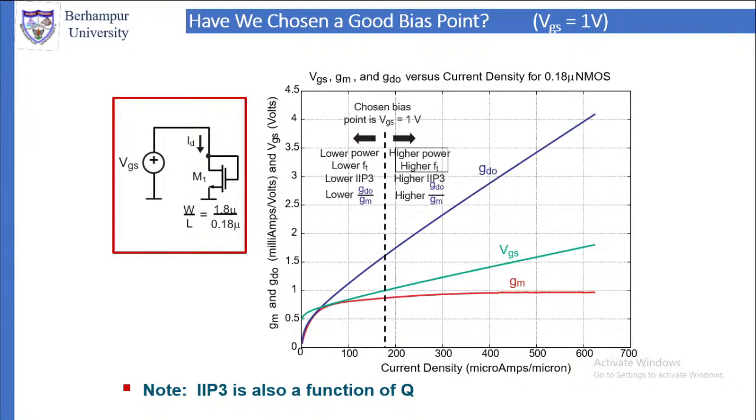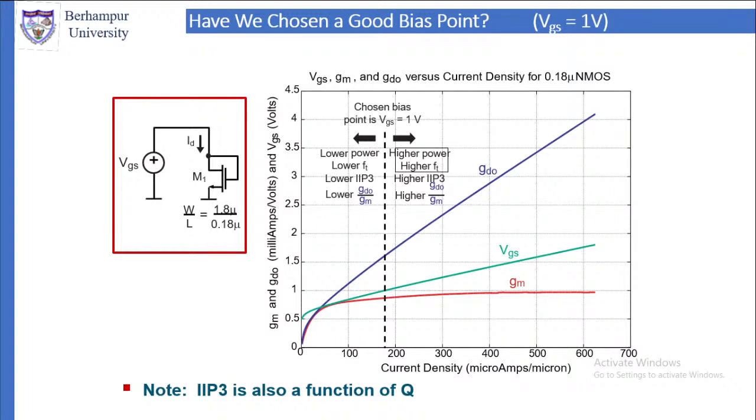So for low power, lower FT is required, power should be linear in this region, and lower GDO by GM. For high power, which is on the right hand side, look at the figure. The dashed line is VGS = 1. Left of the dashed line is for low power operation. Right of the dashed line is for high power operation.